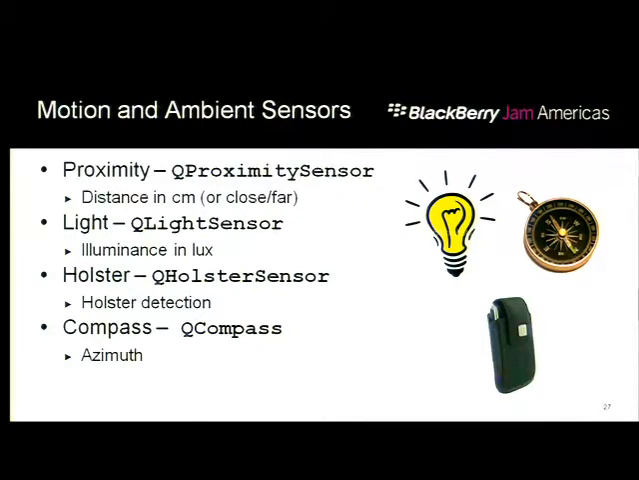There's a light sensor represented by QLightSensor. This gives you the lux value of how bright it is. Great use cases for photography applications. Go build them. There's a holster sensor. BlackBerry is known for holsters, and we do have a holster sensor. So we can detect whether the device is in the holster or out of the holster. There's a compass that gives you the azimuth from the true north.